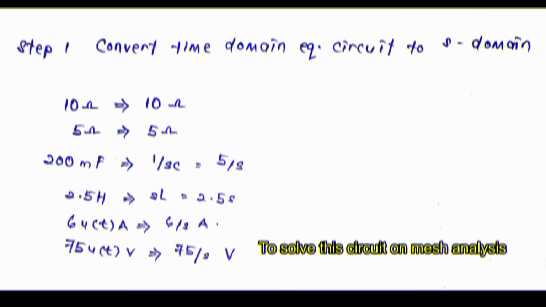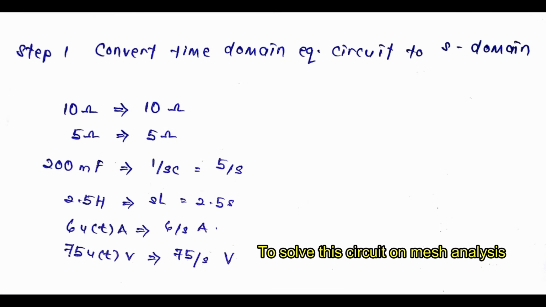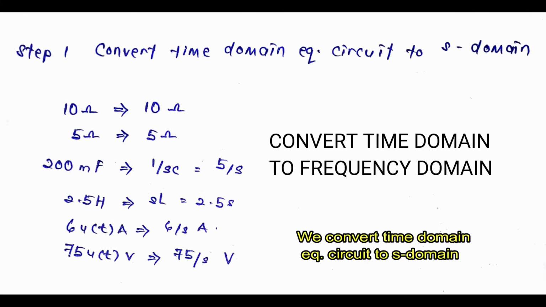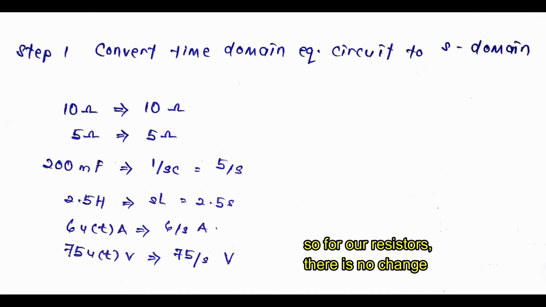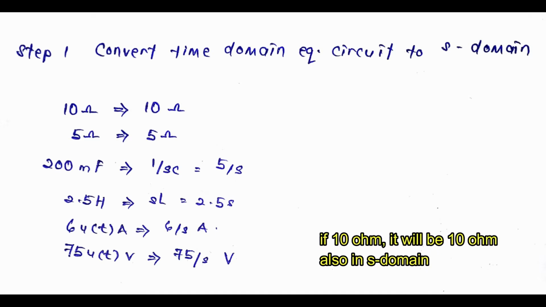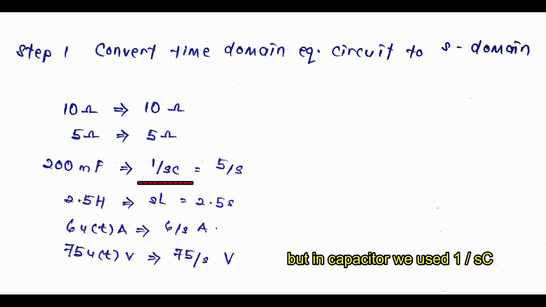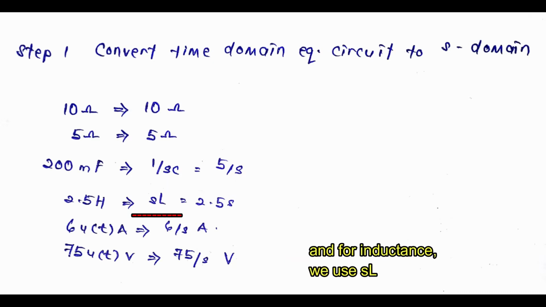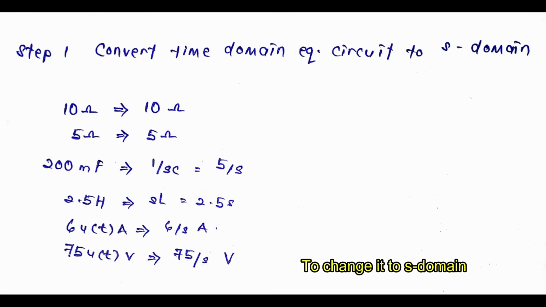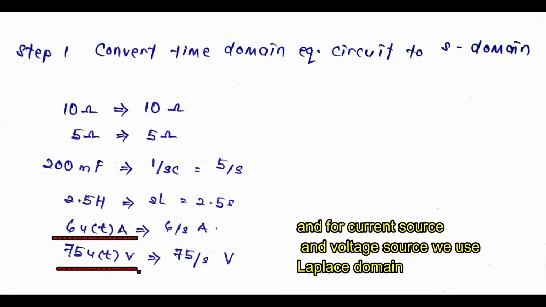The first step to solve this circuit using mesh analysis is to convert the time domain equivalent circuit to the S domain. For our resistor, there is no change. If it is 10 ohms, it will be 10 ohms in the S domain too. But for the capacitor, we use 1 over SC, and for the inductance, we use SL to change it to the S domain. And for our current source and voltage source, we use the Laplace domain.